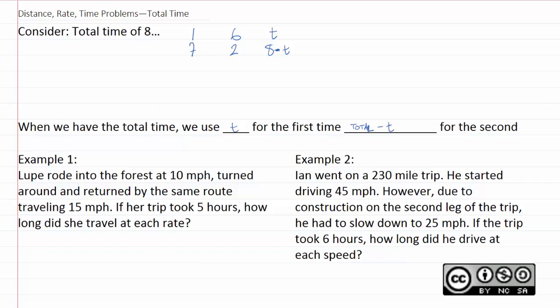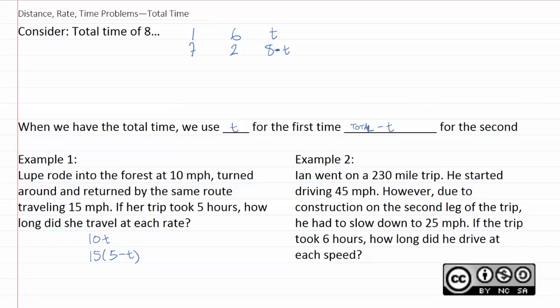Looking at example 1 here, it says Lupe rode into the forest at 10 miles per hour, turned around and returned by the same route, traveling 15 miles per hour. Her total trip took 5 hours. Her trip has 2 legs. For part of it, she was moving at 10 miles per hour. For another part of it, she was moving at 15. If she took t hours going out, the amount of time she'll spend getting back is simply 5 minus t because she was gone for a total of 5 hours.